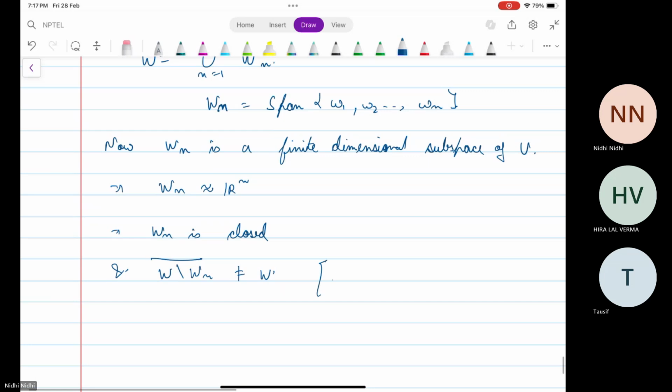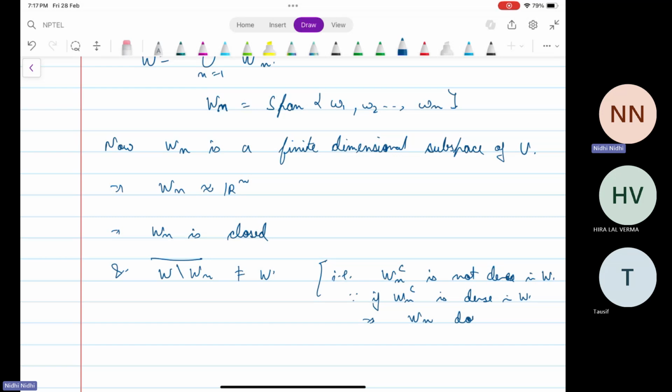That is, Wn complement is not dense in W. Since if Wn complement is dense in W, that means Wn does not have any interior point, because any element in Wn will be an element of W, and clearly its epsilon neighborhood will have some elements in Wn complement because it is dense in W. So therefore Wn does not have any interior point.